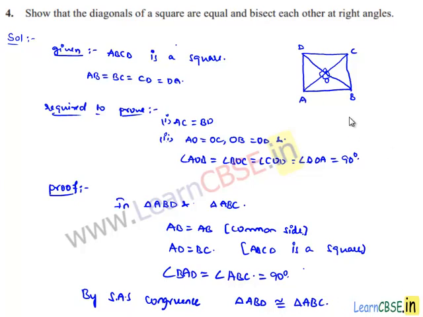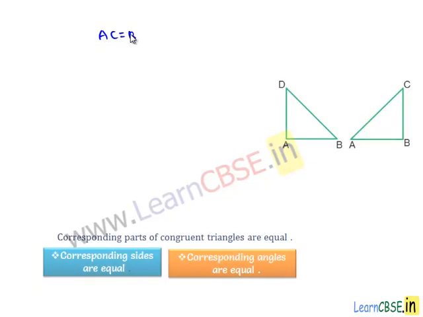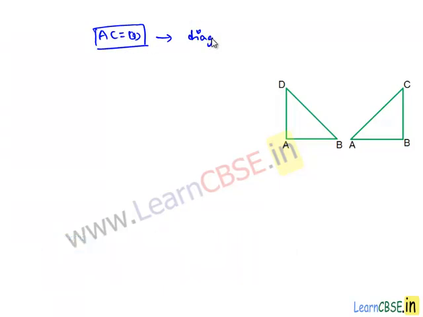We know that when two triangles are congruent, then their corresponding sides and corresponding angles will be equal. Therefore, here we can equate the corresponding sides, that is AC is equal to BD. So this covers our first proof that diagonals of a square are equal.